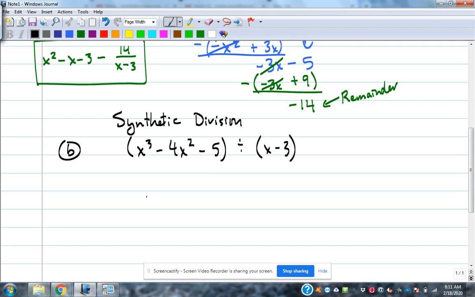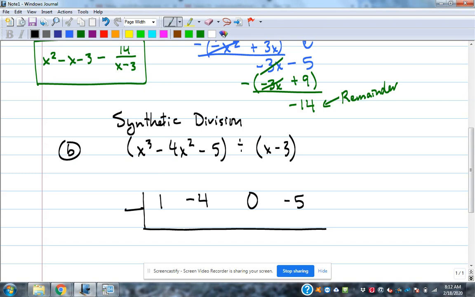So when you set up synthetic division, y'all remember doing that? Got the little number on the shelf, and then the coefficients of the polynomial go on the top row. So on the top row, we're going to have 1 for x cubed, negative 4 for x squared, 0 for plain x, and negative 5 for the constant piece. So an x cubed polynomial should have 4 terms there. Fill in the missing ones with zeros.